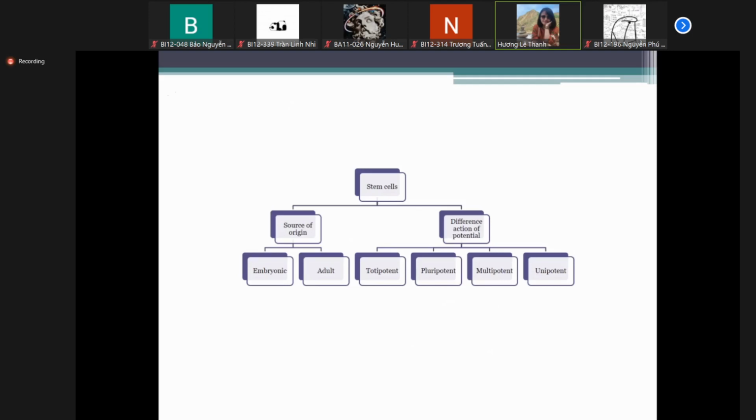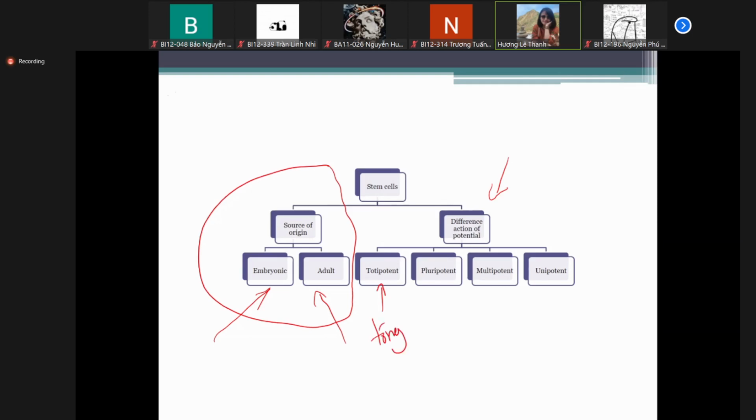Our classification of the stem cells is based on their origins. We have the embryonic stem cells and we have adult stem cells. And for the different action and potential, not all stem cells can differentiate into any type of cells. We have totipotent cells, tế bào gốc tổng năng. This cell type can differentiate into your whole body. It is the strongest, most powerful stem cell.